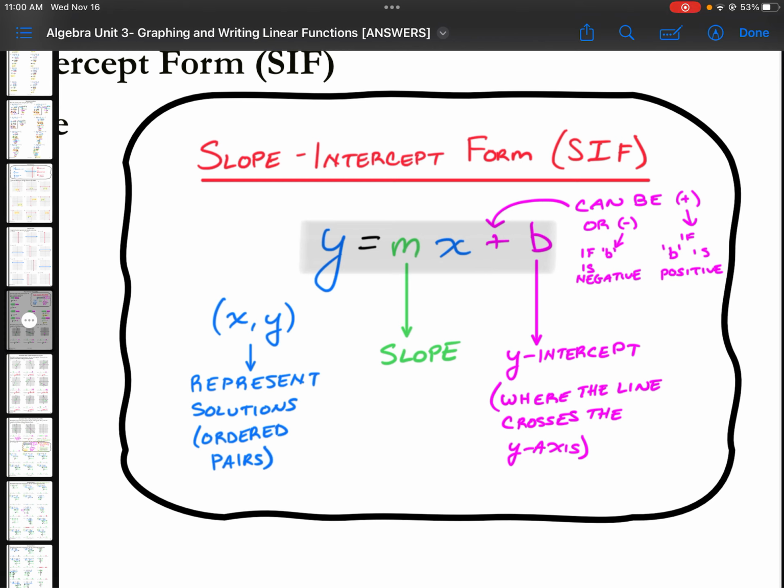Now, also that positive b, right, how it's plus b, if it's a positive y-intercept, it's going to be a plus the y-intercept. If it's a negative y-intercept, then it's minus the y-intercept. Okay, so just go ahead and copy this down. If you need to pause it, go ahead and pause it. I'm going to go on to problem number 1.